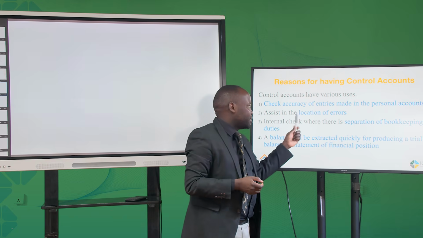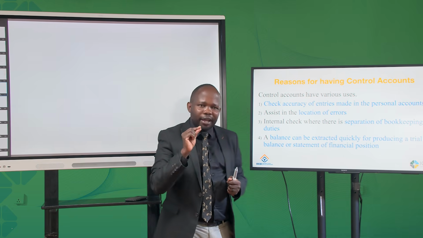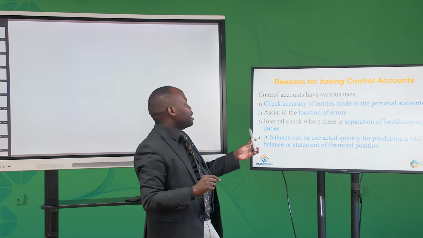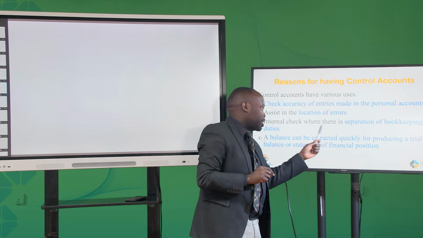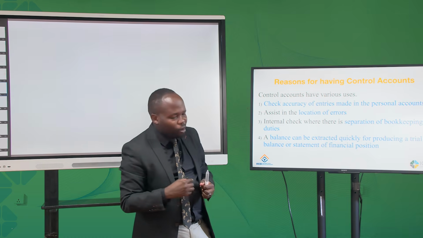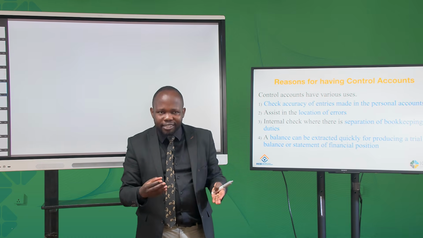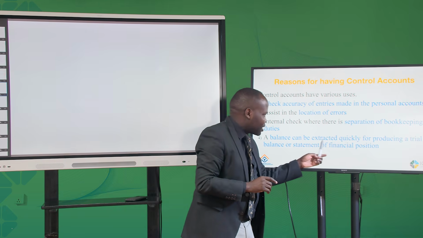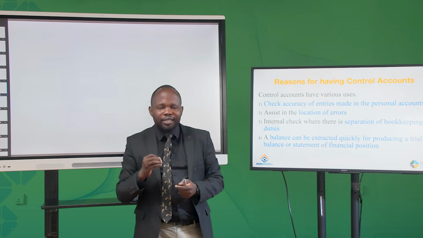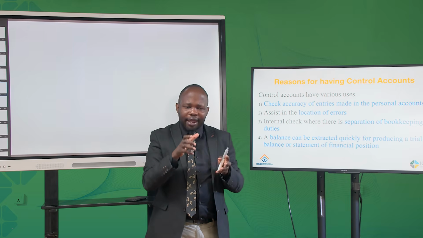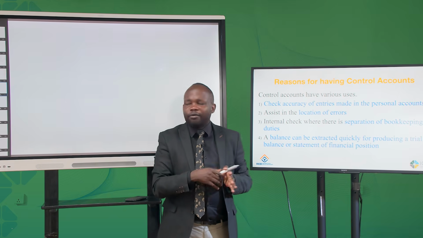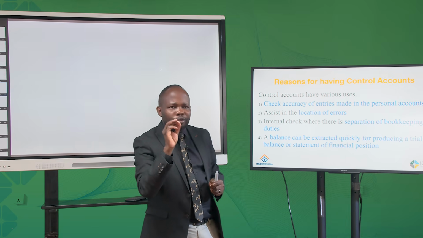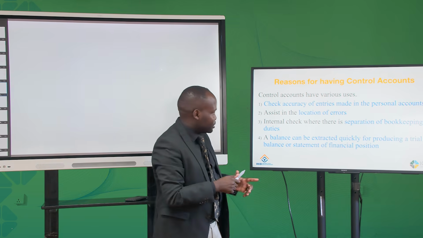Number two, to assist in location of errors, to find out if there is any error or mistake that was made. Number three, it's a form of internal check where there is segregation of duties, it's a form of internal control. And number four, a balance can be extracted quickly for producing a trial balance. So the balance carried downs of these control accounts can be used to extract a trial balance.